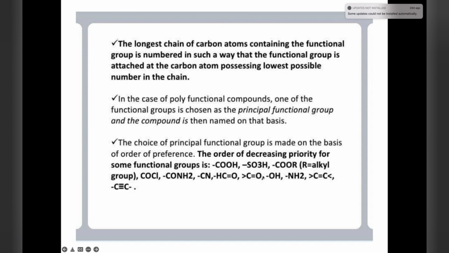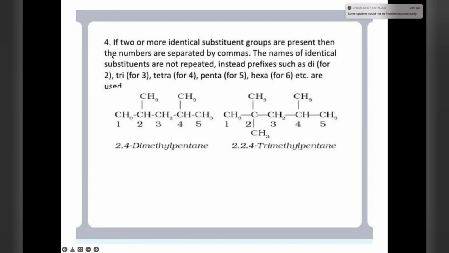So, the order of decreasing priority for functional groups is COOH, SO3H, COOR where R is an alkyl group, like that you can see all these groups. Now, if two or more identical substituent groups are present, then the numbers are separated by commas. Names of identical substituents are not repeated because we use prefixes such as di, tri, tetra, penta, hexa and so on.